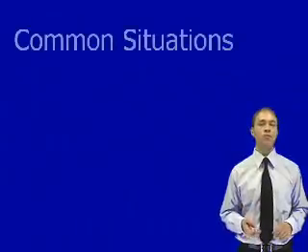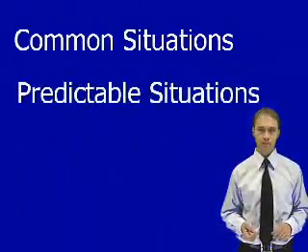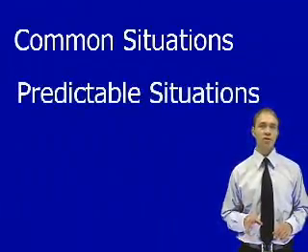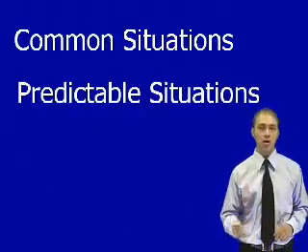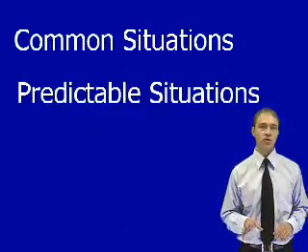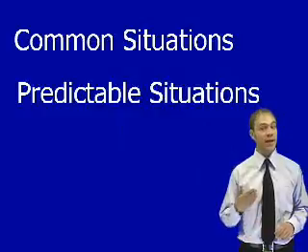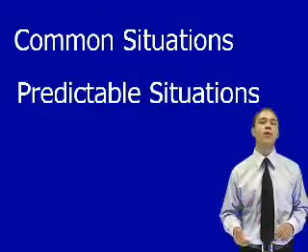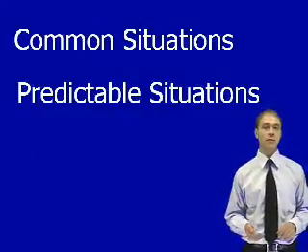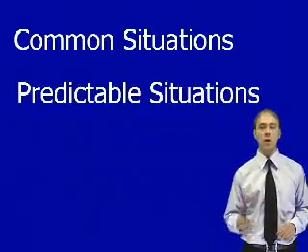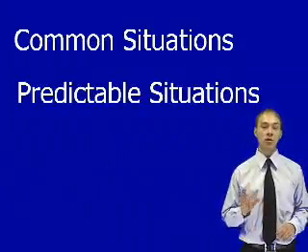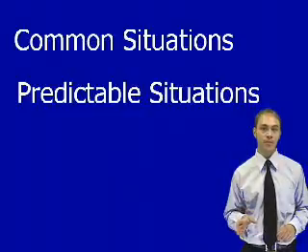In this lesson, we'll take a look at how to talk about what we do in common or predictable situations. A common situation is one that happens often. A predictable situation is one that will likely happen, or one that you are fairly certain will happen. An example of a common situation is: on cold days I use my heater.